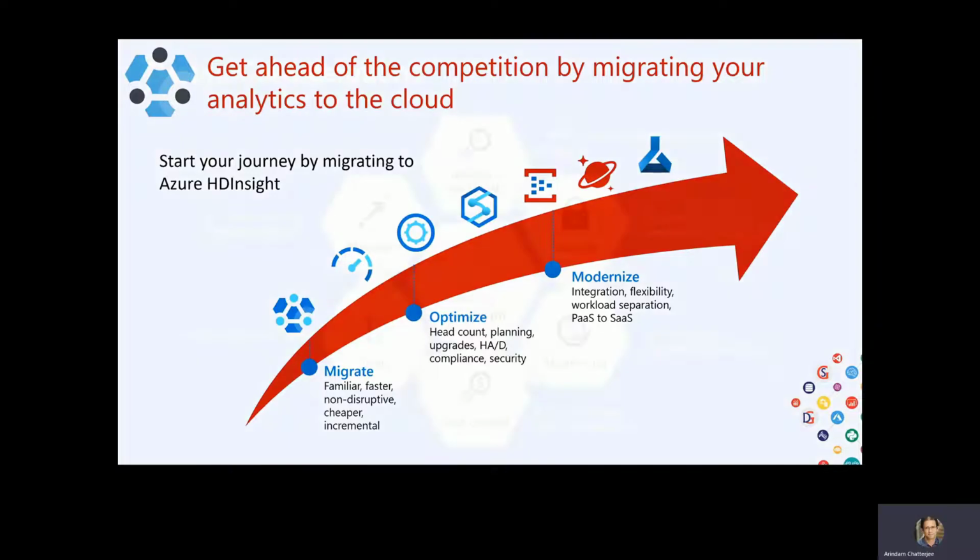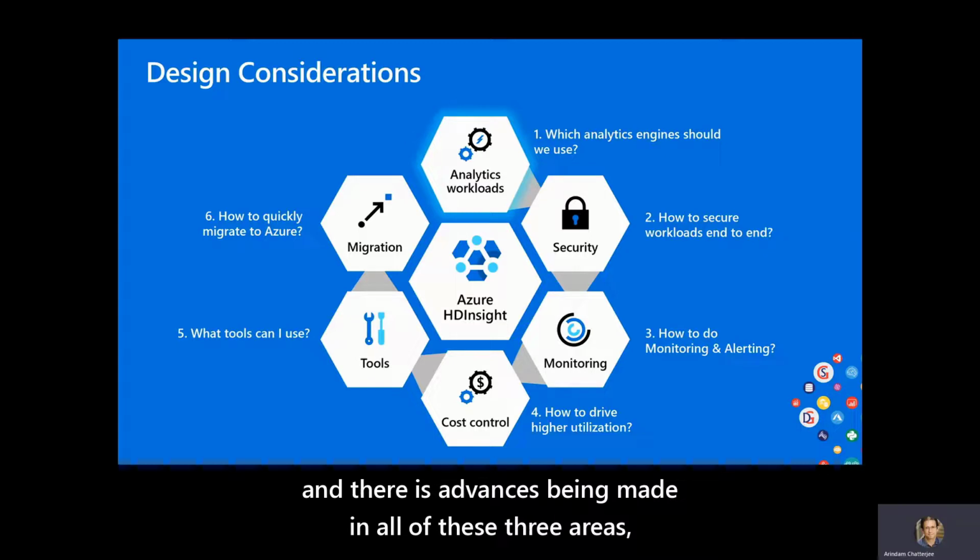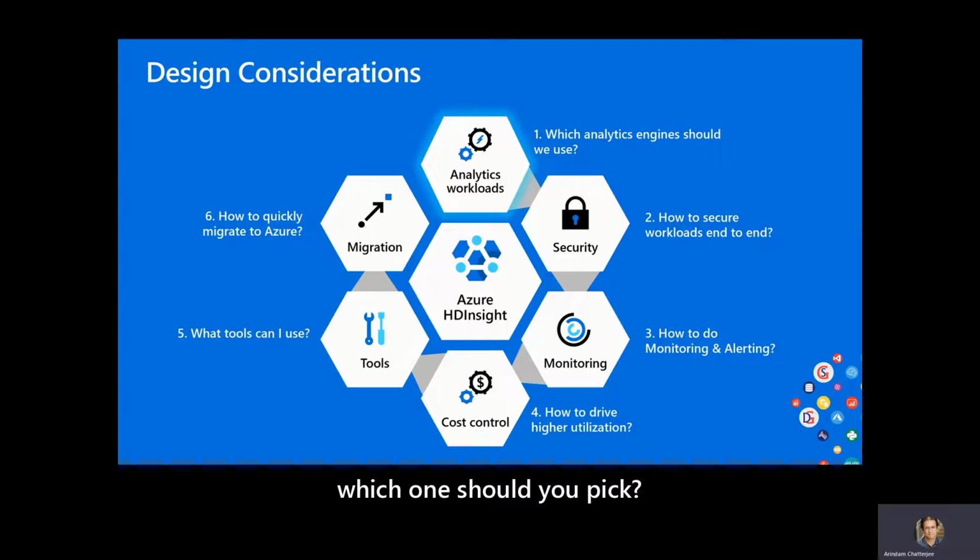So you've decided to migrate. You've decided, looking at the migrate, optimize, modernize pattern, to migrate. That's your first step. You want to lift and shift. But there are still a lot of considerations. Which analytics engine should you use? You have Spark, you have Hive, you have Pig, and there are advances being made in all of these three areas. Which one should you pick?